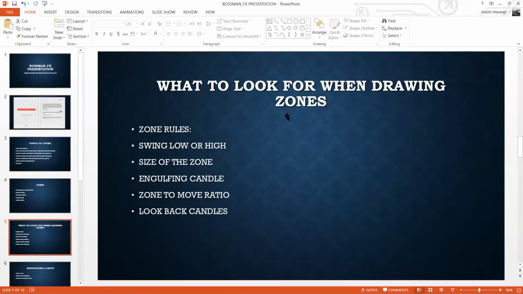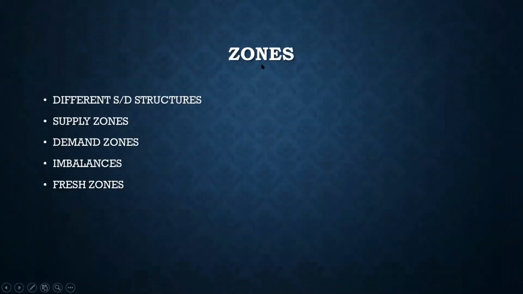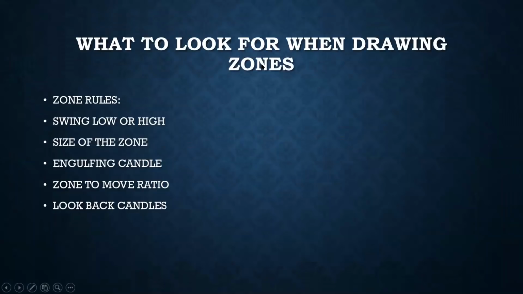Okay. So what to look for when drawing zones? I think we'll cover this right now. It's basically a continuation of what I had talked about. So let me just sketch it. Why does it keep doing that? What to look for when drawing zones? Okay. So I'll basically just run through this really quick. So the zone rules. When drawing the zone, these are the rules that I look for.